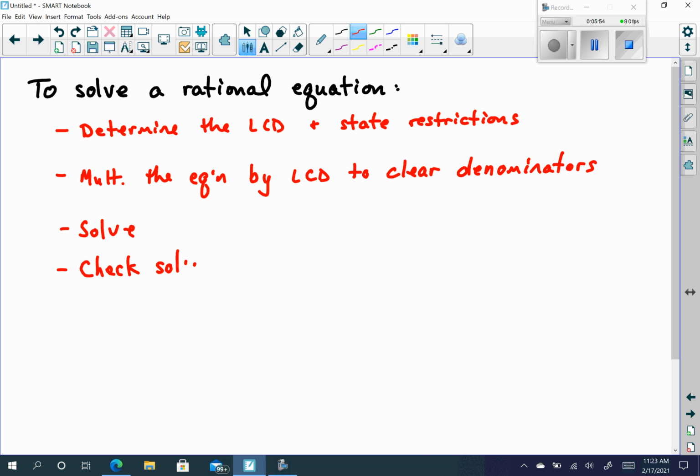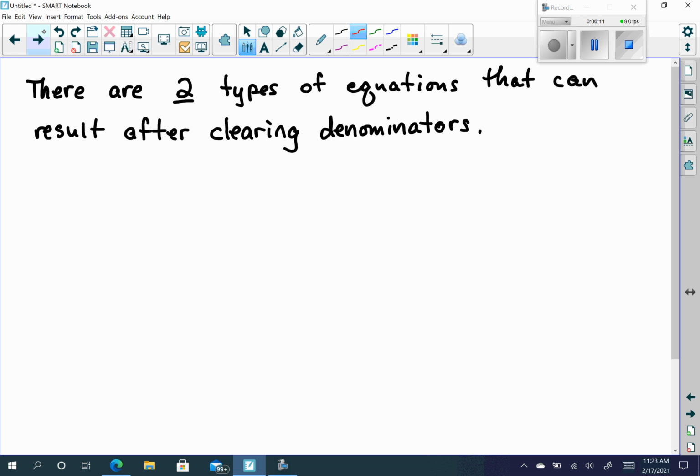I'm going to abbreviate solutions this way. Check our solutions. Now, once we do clear denominators, we're going to be left with one of two types of equations. So there are two types of equations that can result after clearing denominators. The first could be linear, and the second would be a quadratic.